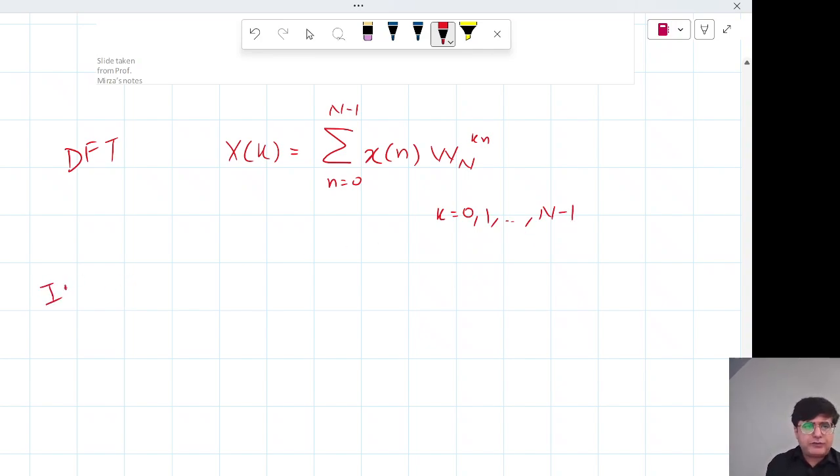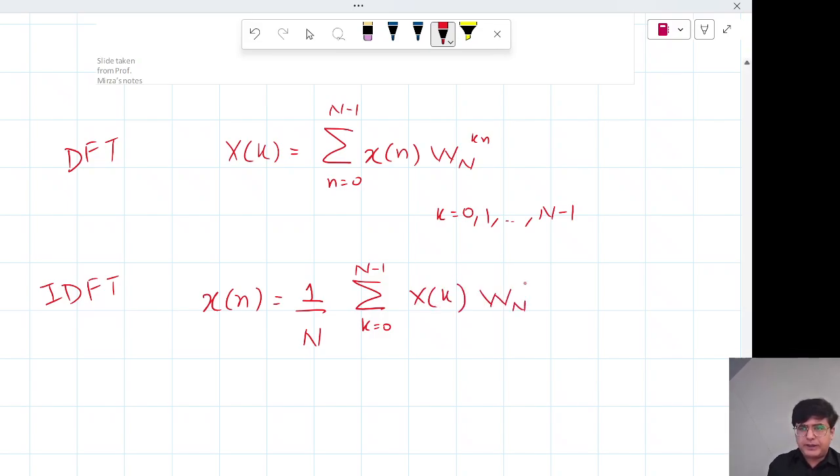What is the definition of inverse DFT? This is just the sequence x of n. You can get it from its corresponding coefficients in the DFT. Just have 1 over n, the sum, k goes from 0 till n minus 1, x of k, w subscript n to the power minus kn. Yeah, and this is for n going from 0, 1 up until n minus 1.